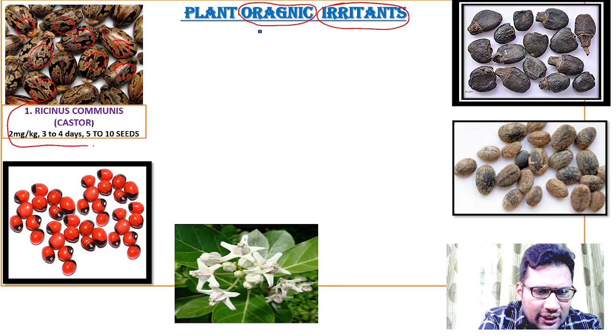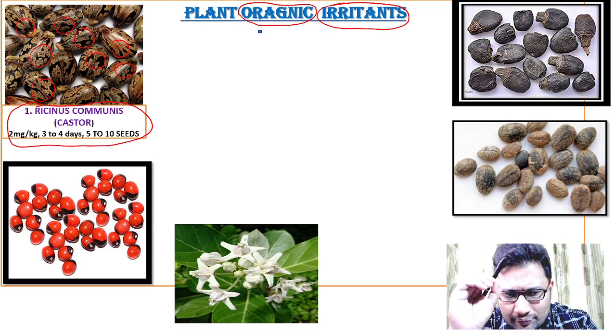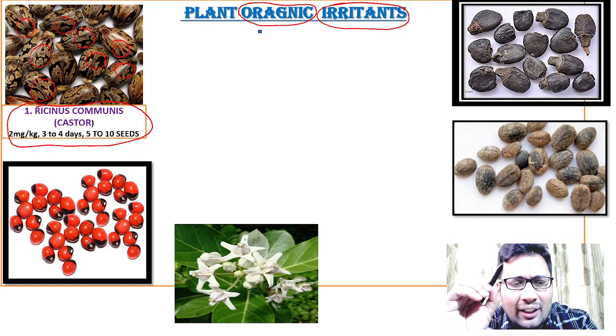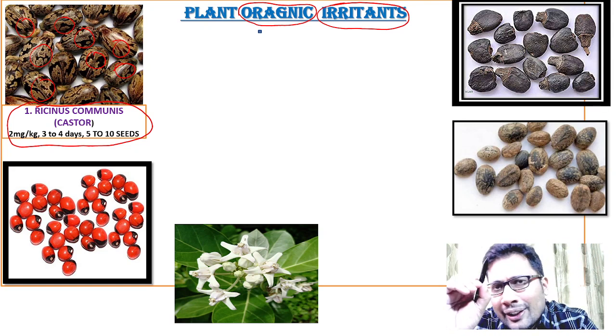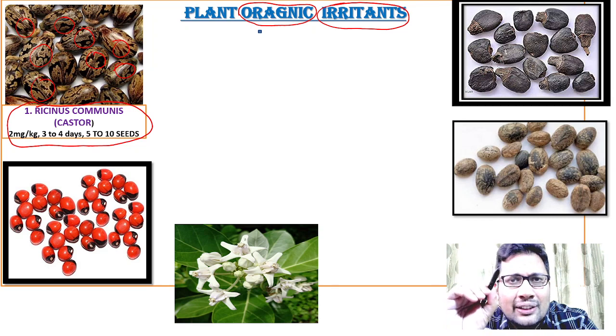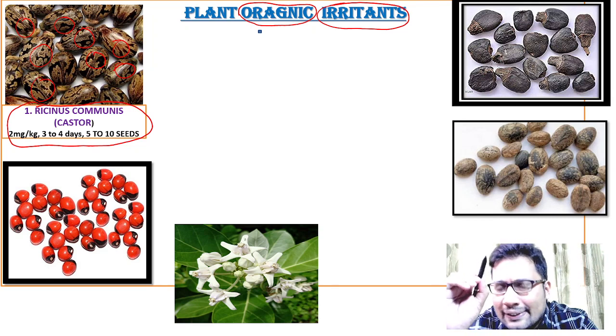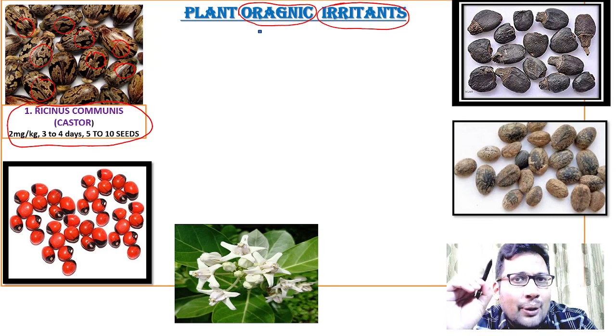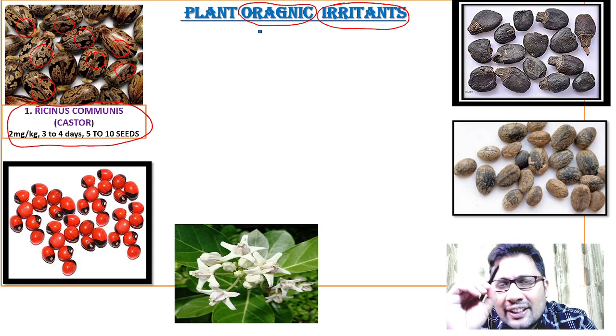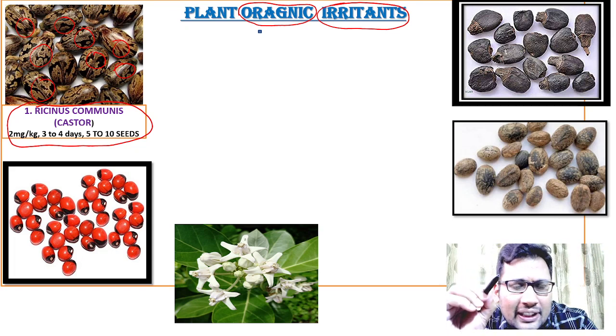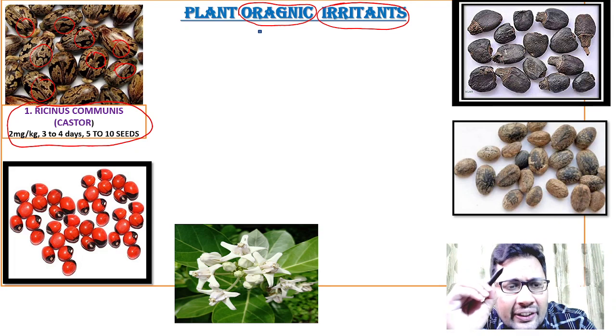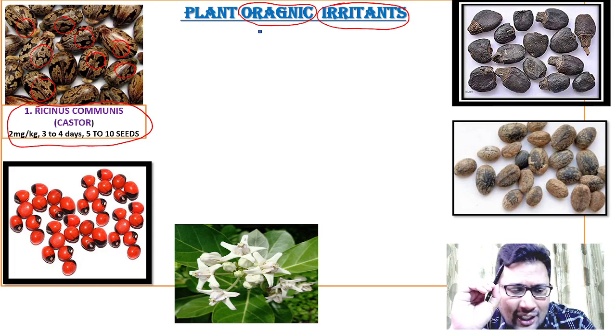The fatal dose is 2 mg per kg body weight, the fatal period is around 3 to 4 days, and the fatal dosage is 5 to 10 seeds. Remember, it causes hemorrhages in multiple organs, which causes death in 3 to 4 days. It inhibits RNA polymerase enzyme. It inhibits protein synthesis. One very famous case is the umbrella murder case, which is related to Ricinus communis.